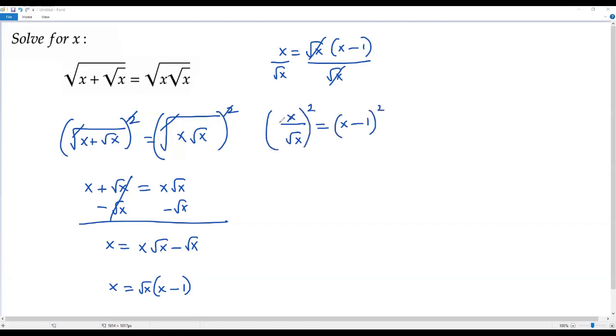When I take the square on both sides, on the left side we have a square of a fraction. Whenever we have a common exponent on a fraction, the exponent can be taken separately for the numerator and the denominator. Then I'm getting x squared over the square of the square root of x. And here we have the square of a binomial on the right side. I can use the algebraic identity, (a minus b) squared equals a squared minus 2ab plus b squared, to expand the square of the binomial.